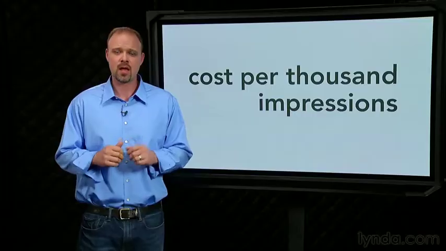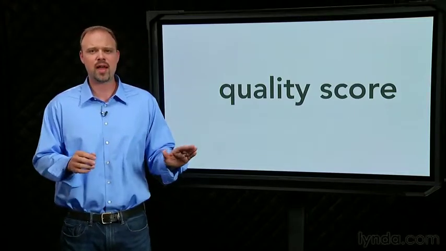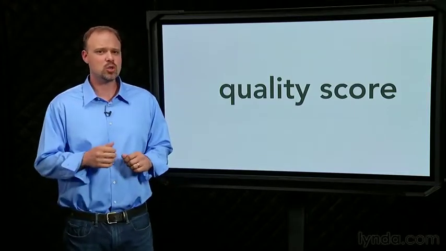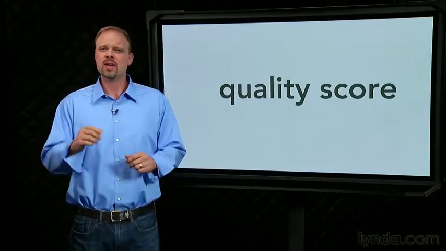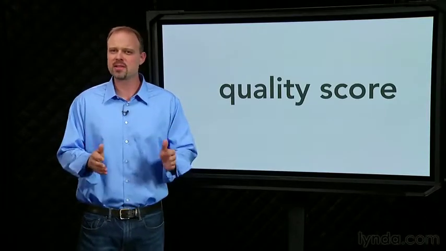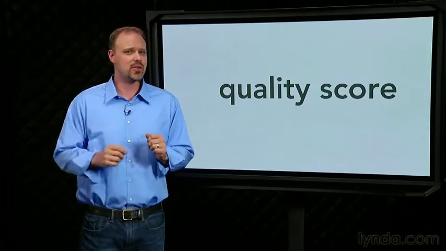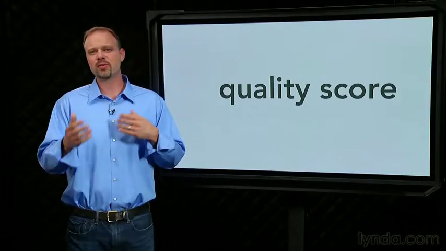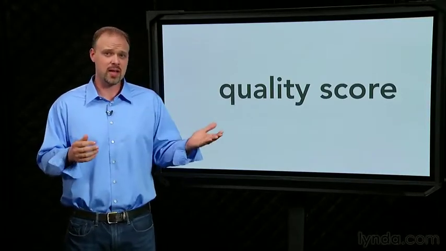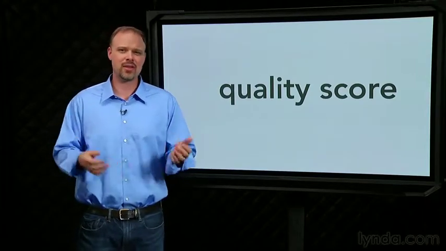Quality score is the foundation for measuring the quality of your campaign and determining how much you will pay per click or per 1,000 impressions. Basically, Google rewards you with lower prices and better placements the higher your quality score is. And here's where things get really interesting. Quality score is made up of several different factors, including click-through rate, relevance of ad text, historical account performance, and other things.